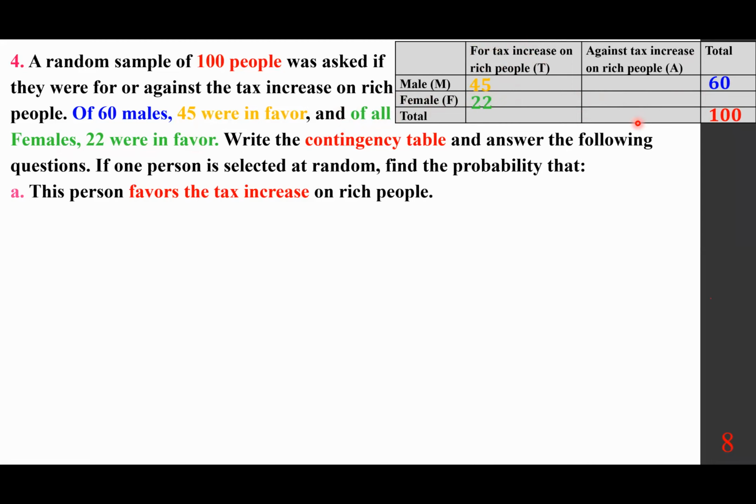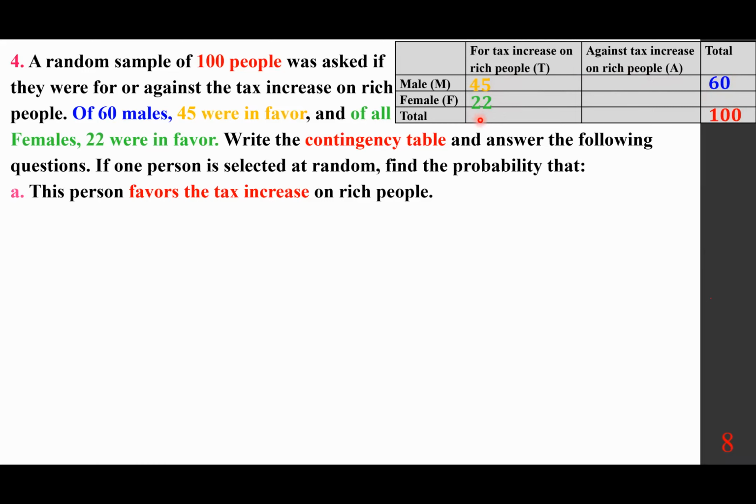When they say write the contingency table, now we're going to finish this off. It's very simple. If this is 60 and this is 45, what do you think we should put here? Anybody? What number would go here? 15. That's very simple, because they must add up to 60. Now, if I have 60 here, what number goes here? 40. Because they must add up to 100. So go back here, 45 and 22, the total of 67 goes here. You see that, class?